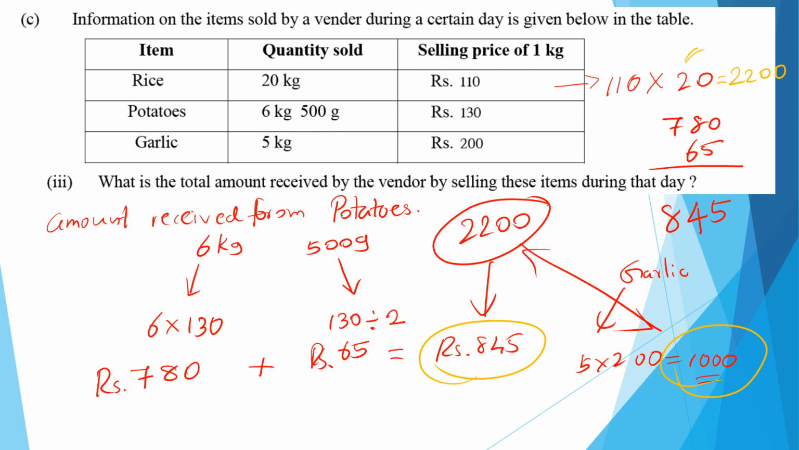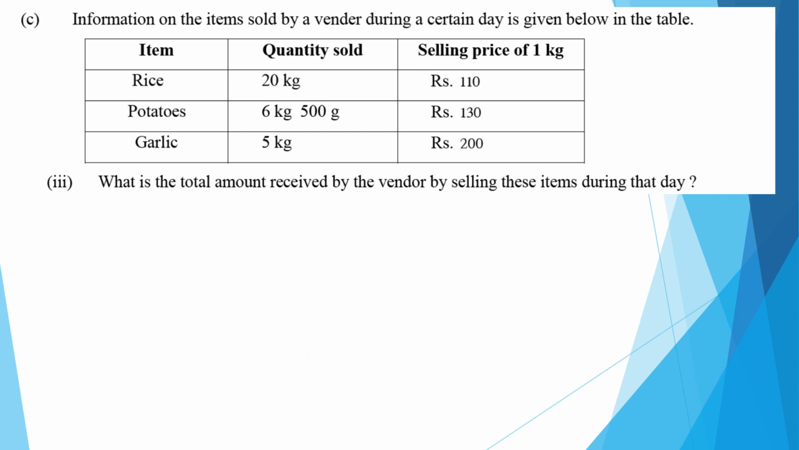Okay, then we will do the addition, right? Let's see the amounts that the vendor earned here. From rice he earned 2,200 rupees, and from potatoes he earned 845 rupees, and also he earned from garlic 1,000 rupees. So we have to add these together, right? When we add 0, 5, 0, that means 0, that means 5.